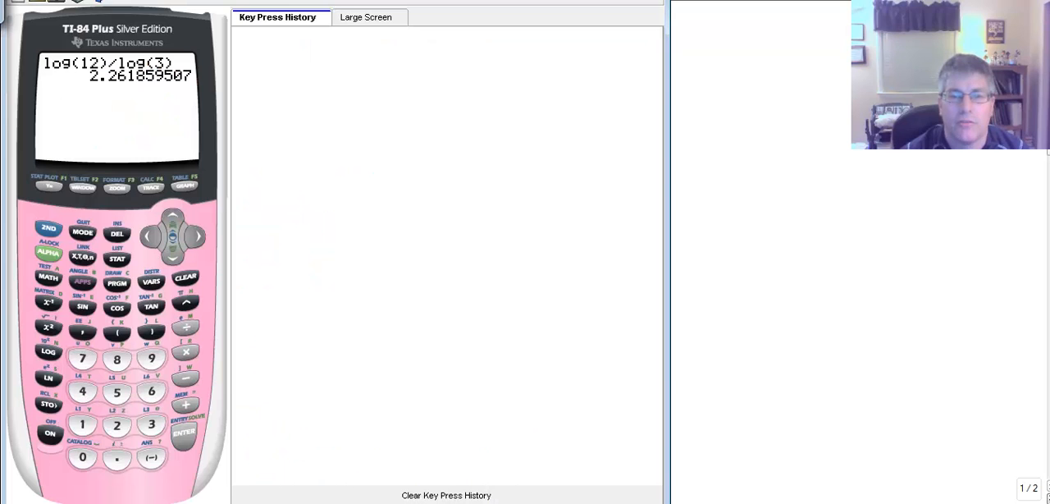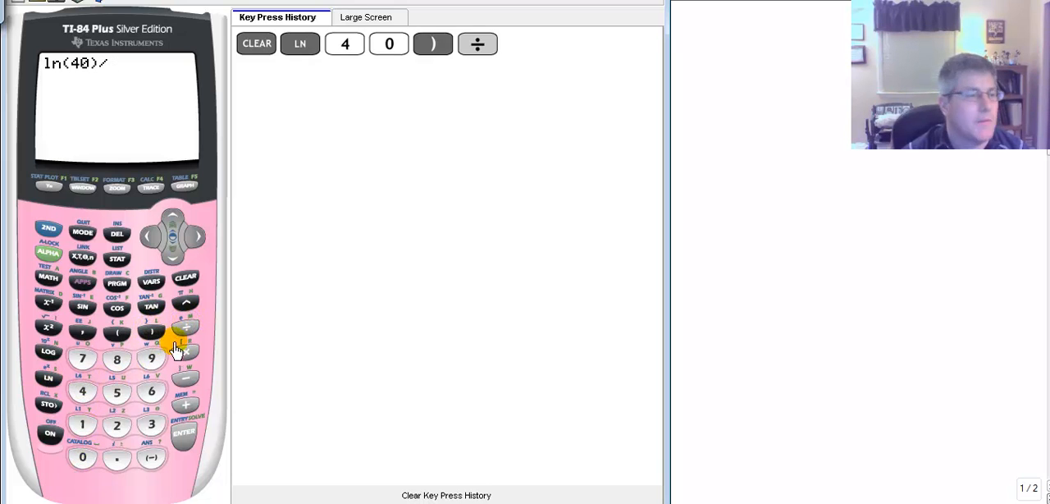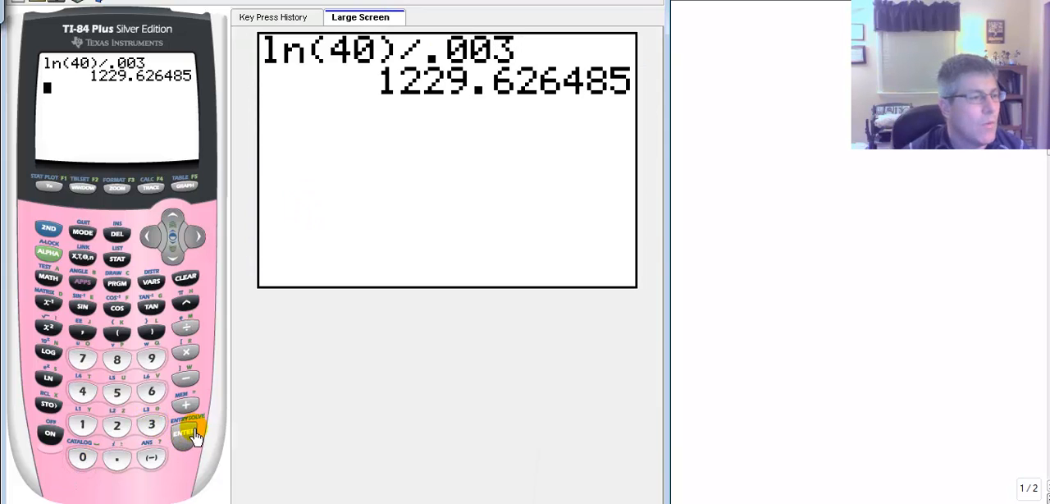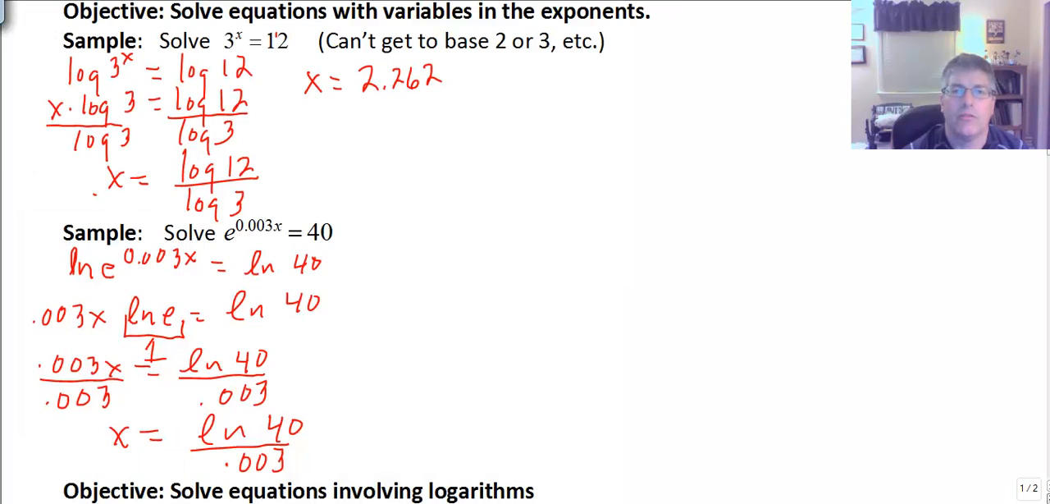So we can just go to our calculator and input now the natural log of 40 divided by 0.003, and we get 1,229.6. So that is the answer for x, 1,229.6.